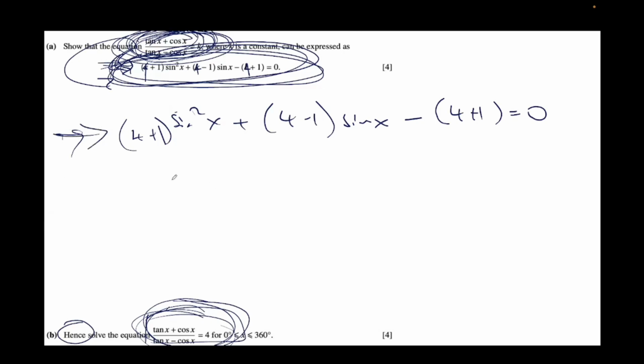And now once you have this, it's pretty straightforward, because 4 plus 1 is 5, so you write 5 sine squared. 4 minus 1 is, you don't need to be told, you can simplify that. Minus 4 plus 1 is just minus 5. Oh, we have a quadratic over here, don't we?